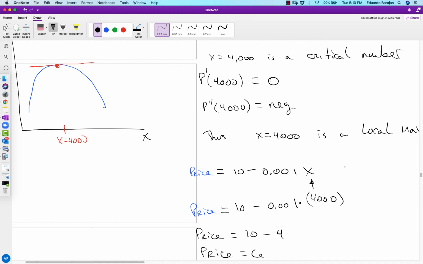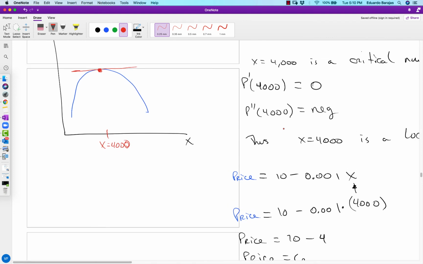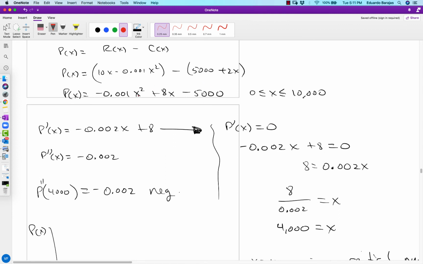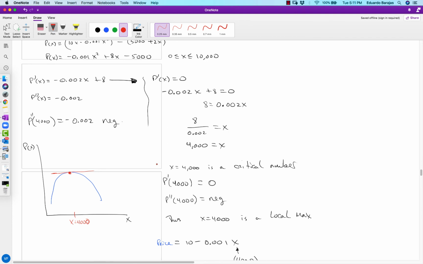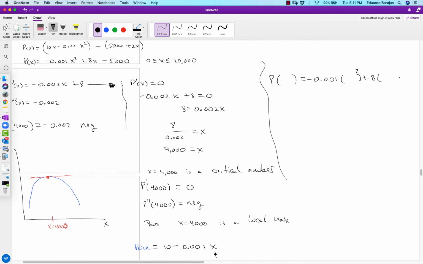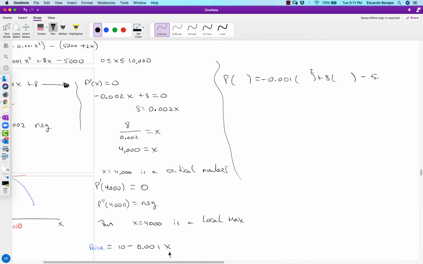And what about the actual profit then? What's the profit going to be? Well, we know it's going to be maximized when x equals 4,000. So let's evaluate our profit equation at 4,000. Coming back up here to our equation for profits, we evaluate this equation at x equals 4,000. So P of blank equals negative 0.001 blank squared plus 8 times blank minus 5,000. And we want to evaluate this at x equals 4,000.